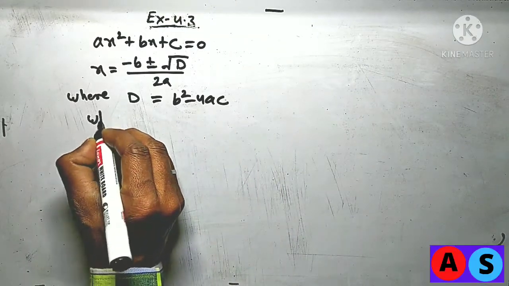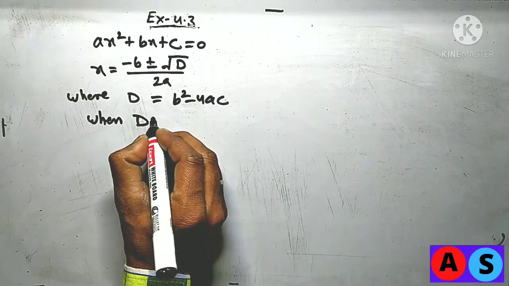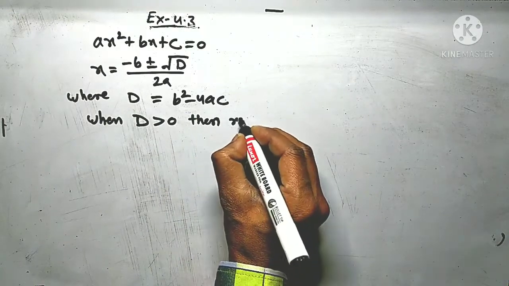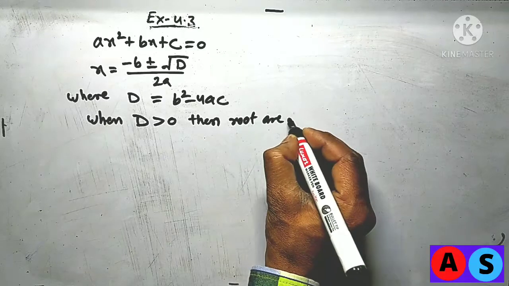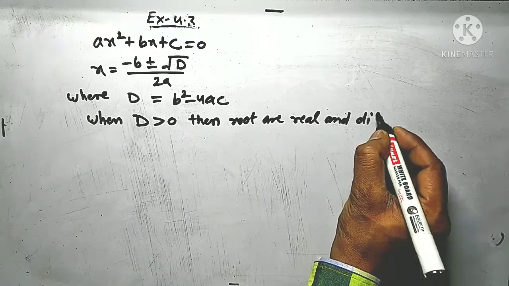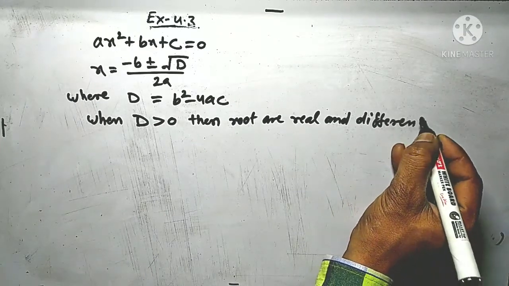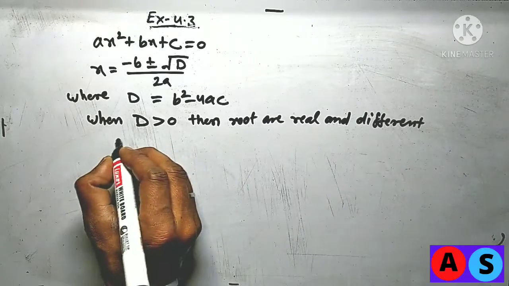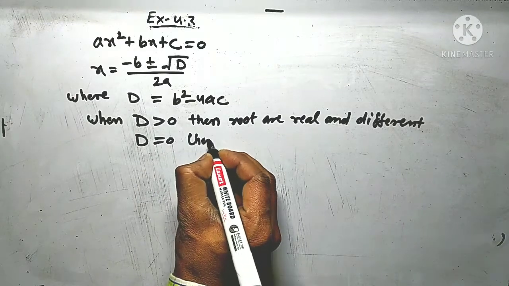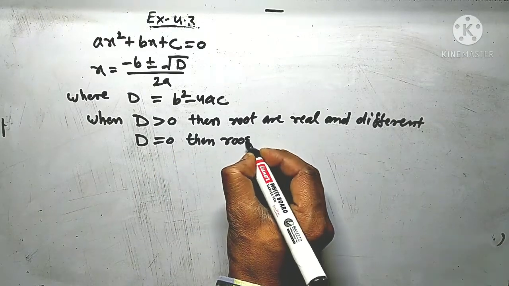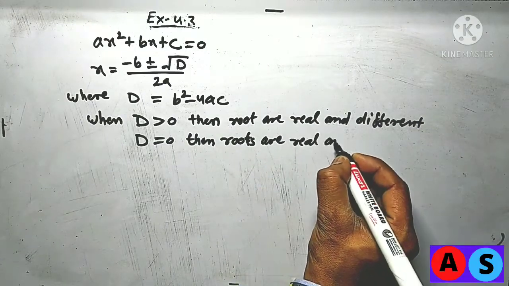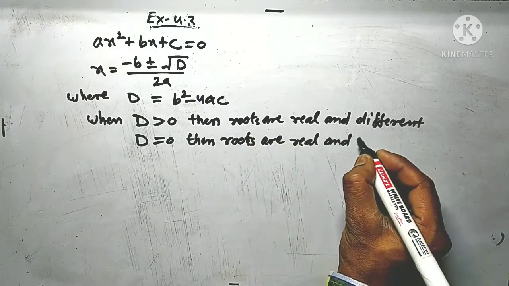Students, D decides the nature of the quadratic equation. When D is greater than 0, then roots are real and different or distinct. When D is equal to 0, then roots are real and equal.